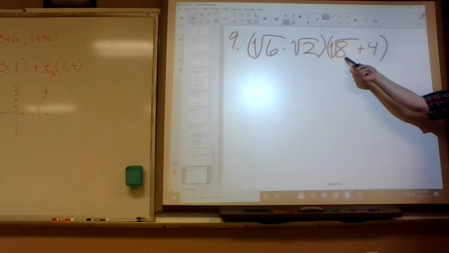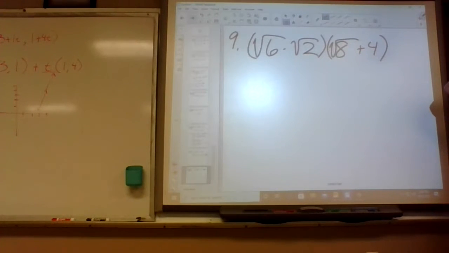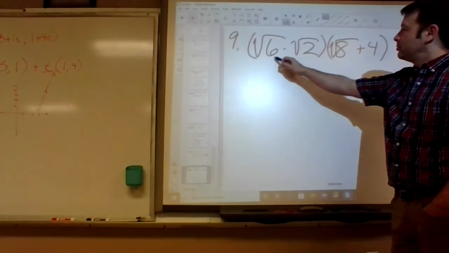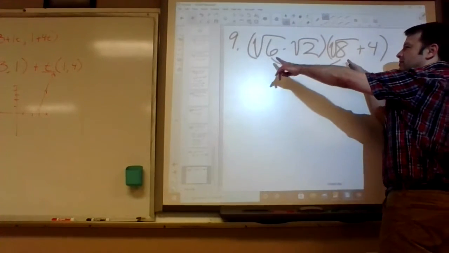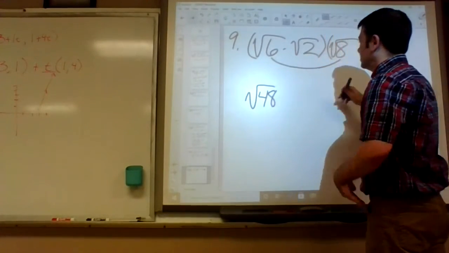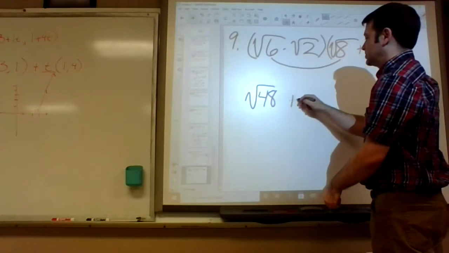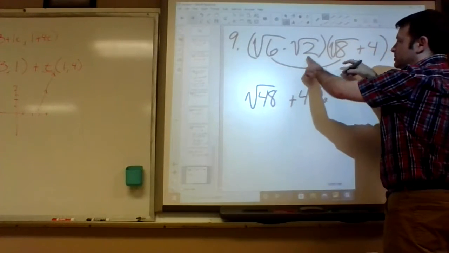Square root of 8 does simplify, and we could simplify that to start with, but I'll save that for the end, I guess. Okay, what would the first be? Square root of 48, which is going to simplify. What would the outside be? 4 square root of 6. Inside?